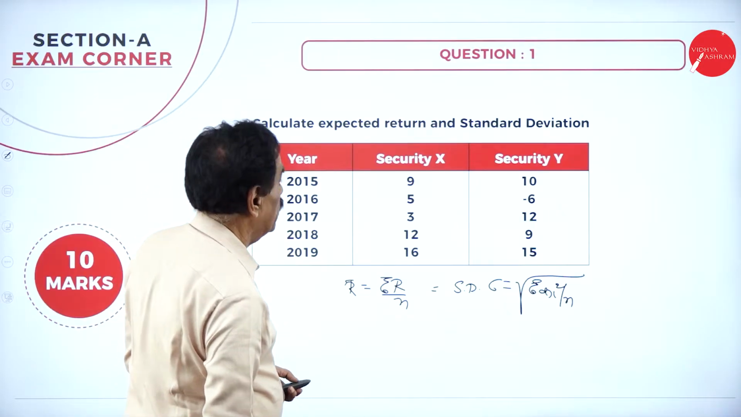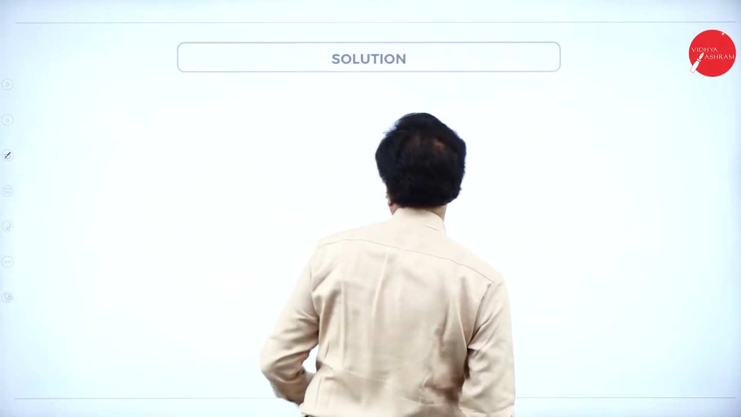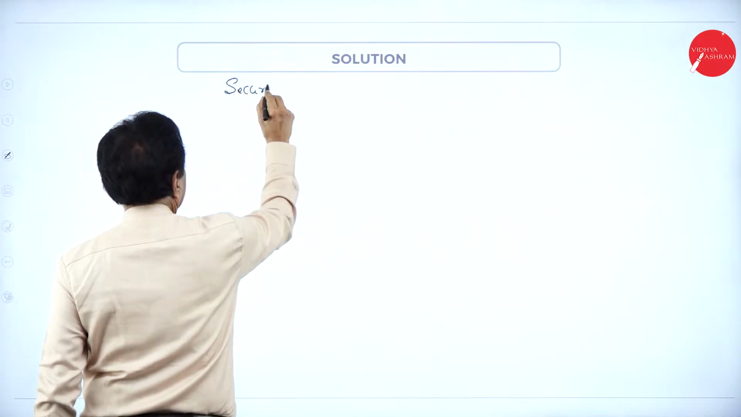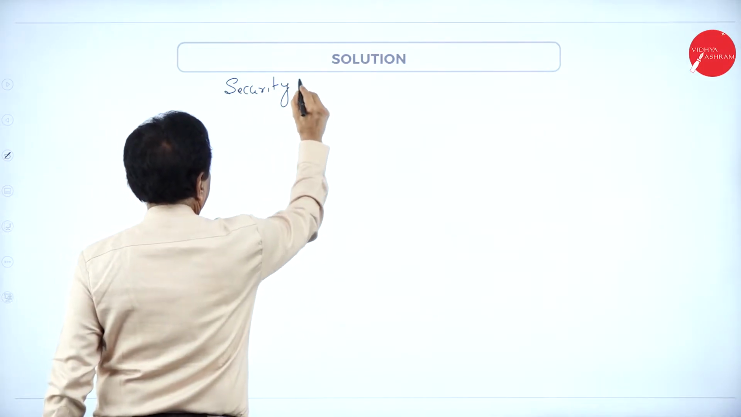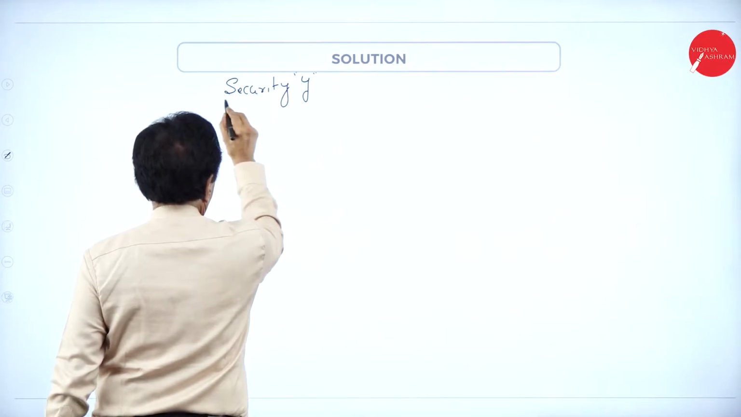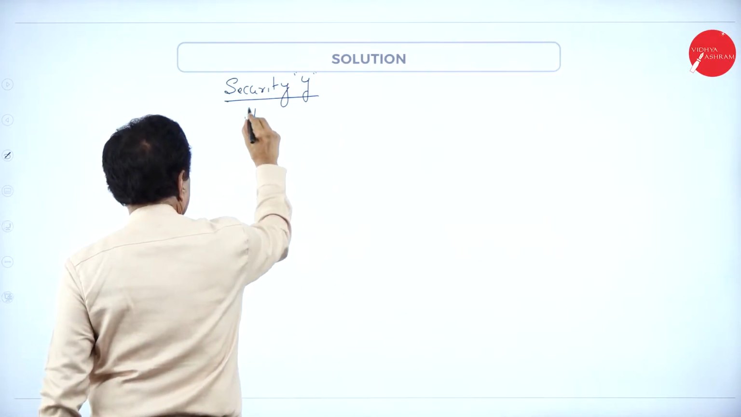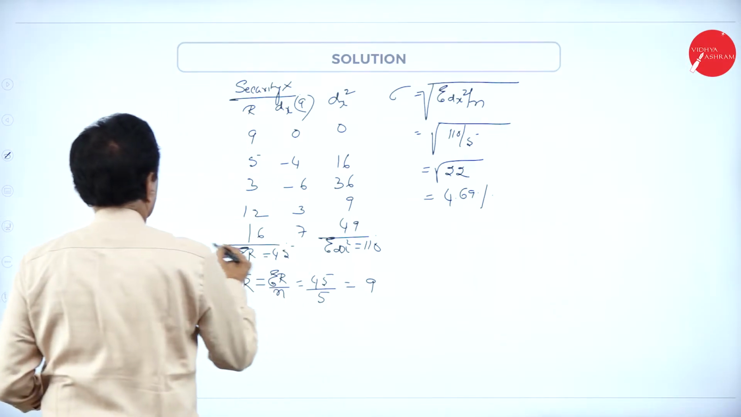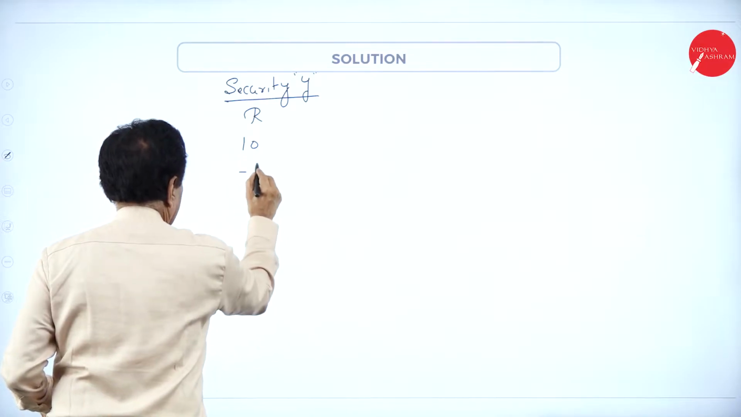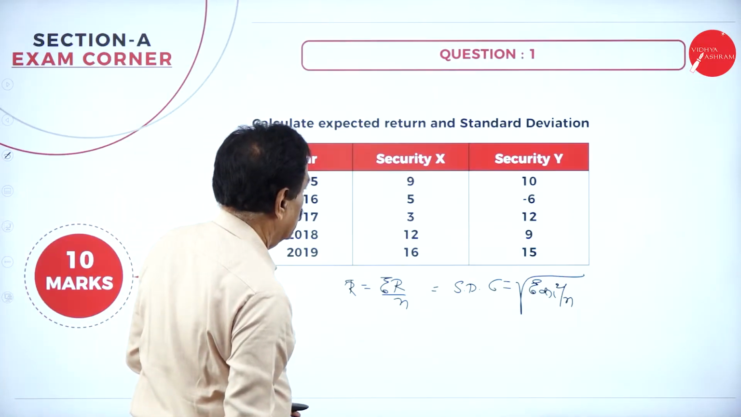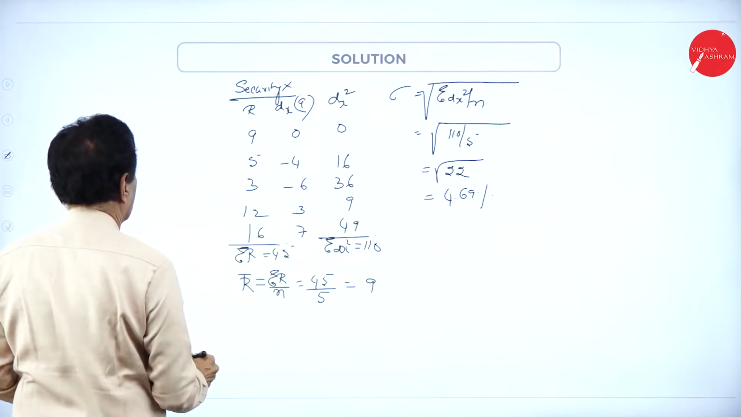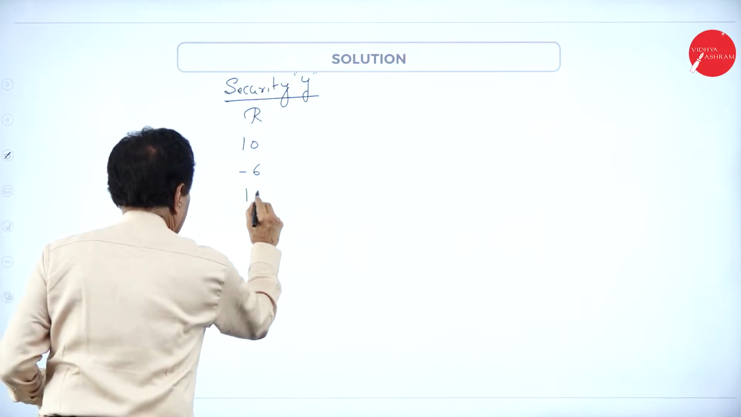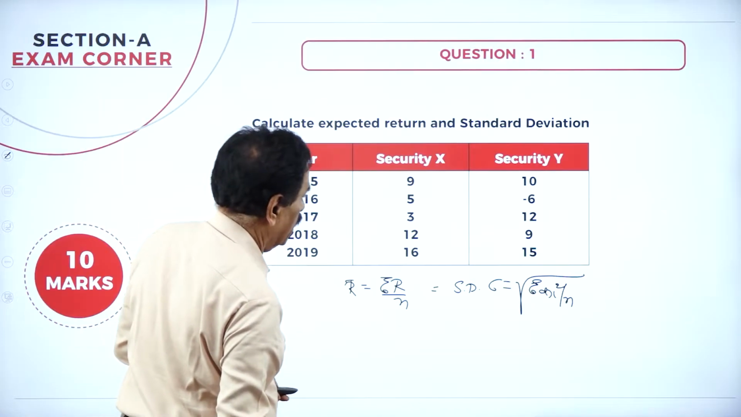Then we have the deviation for security Y. Returns: 10, minus 6, 12, 9, 15.